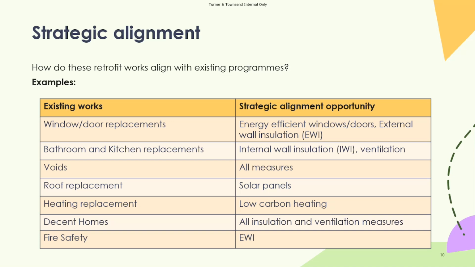Then there's also things like ventilation. So when you're doing energy efficiency work, there's ventilation strategies that you have to incorporate. So by doing bathroom and kitchen replacements, you can think about those ventilation strategies. Voids, this is a great opportunity. You can do all kinds of measures because no one's in the home. It's not going to be as disruptive. You don't have to deal with the residents. So if you have void properties coming up, it's identifying when those properties may be becoming void, or if you know a property is going to be becoming void, and carrying out those works when you can.